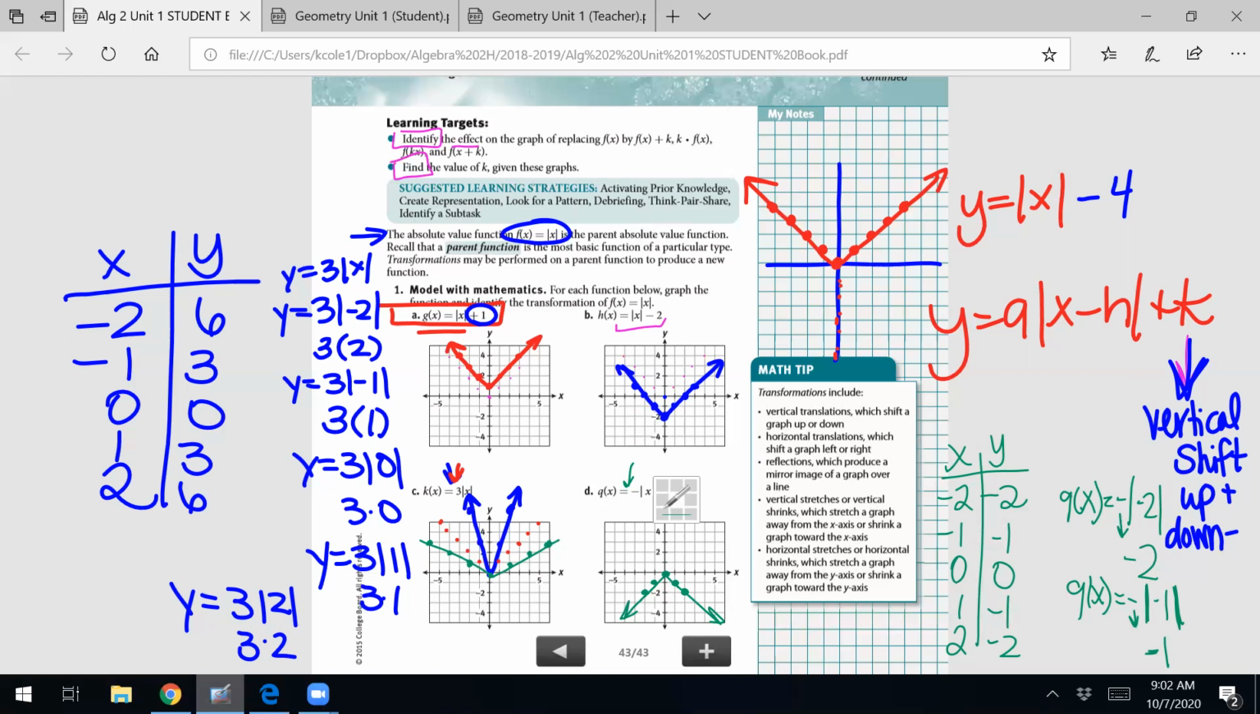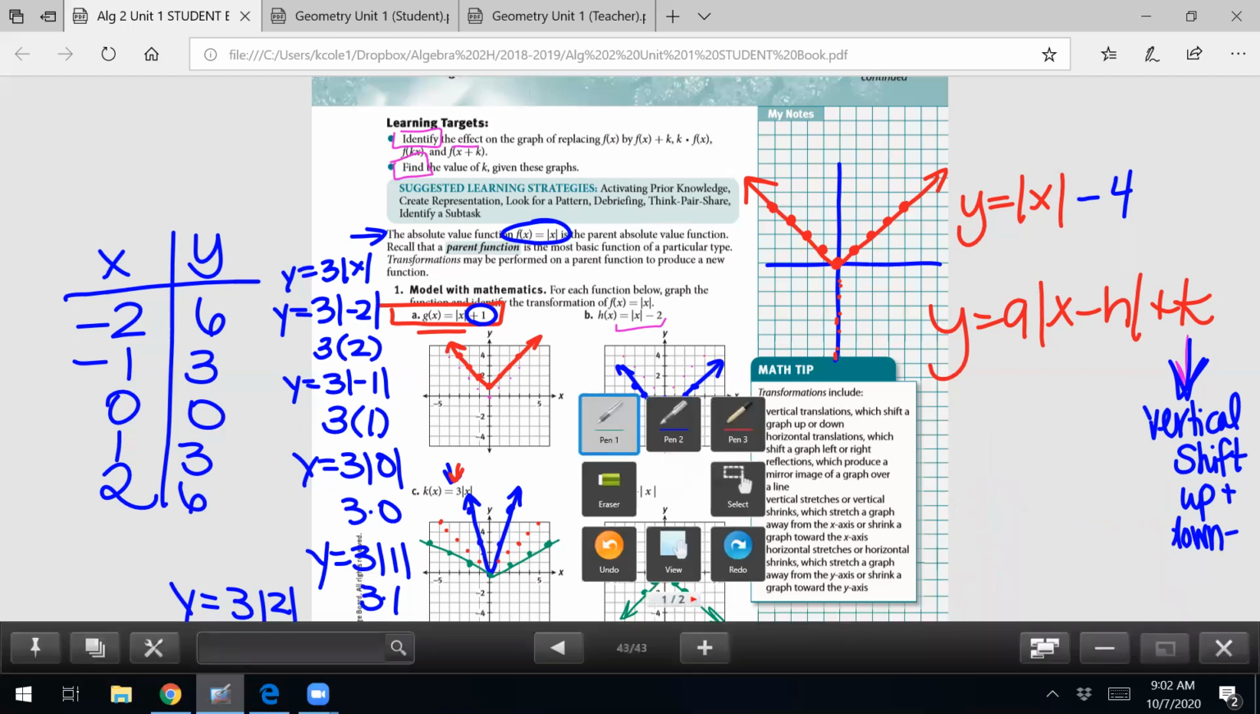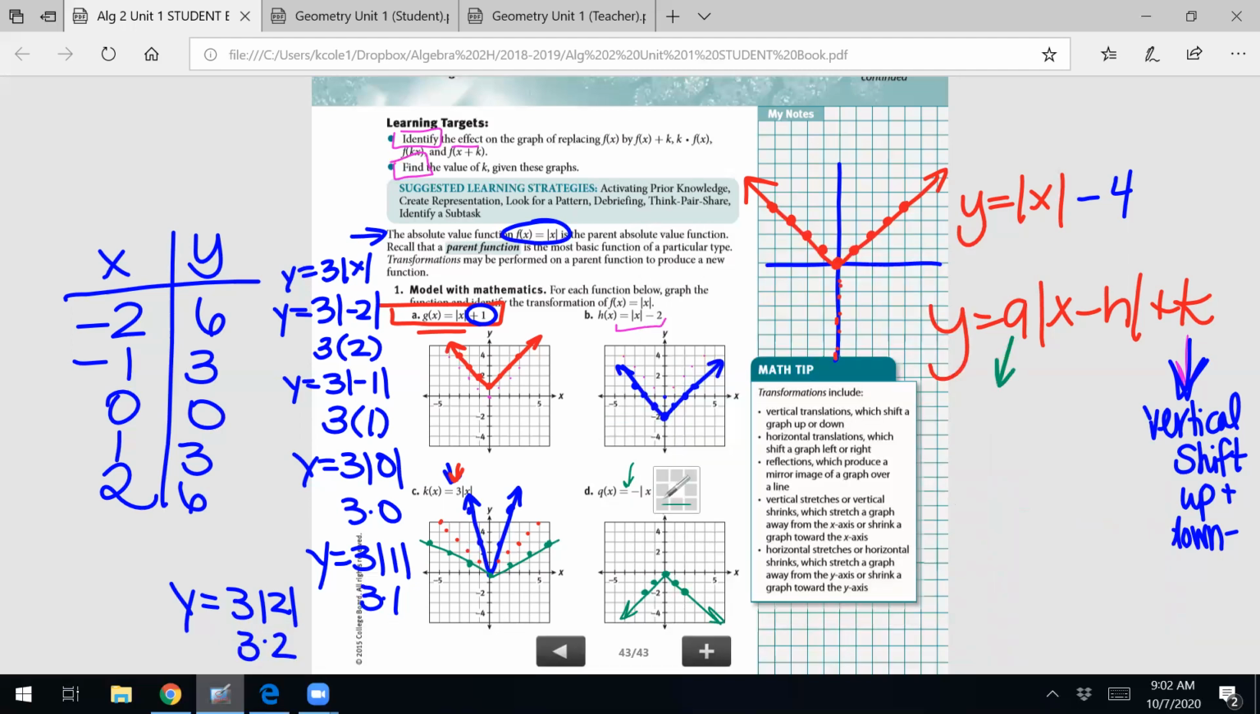So A, let's talk about A. We know that K is our vertical shift. What does A do? What's the 3 make it? More narrow. And the half makes it wider. So A determines the width based off slope.